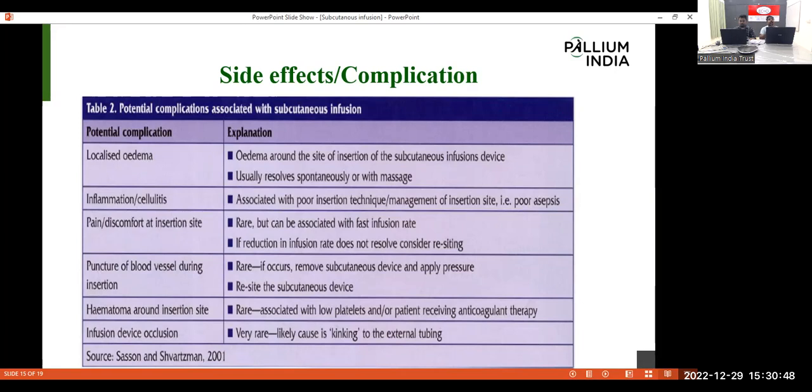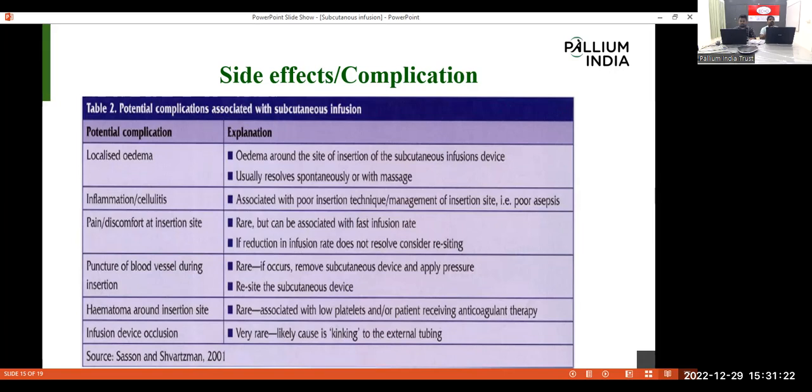Already I told, after selecting, cleaning, and leaving it to dry, don't touch the selected site, that spot, again with your finger. If we use any poor technique during insertion, meaning poor aseptic technique, it will cause inflammation or cellulitis. So we need to be careful while doing the procedure. Then pain or discomfort at the insertion site.